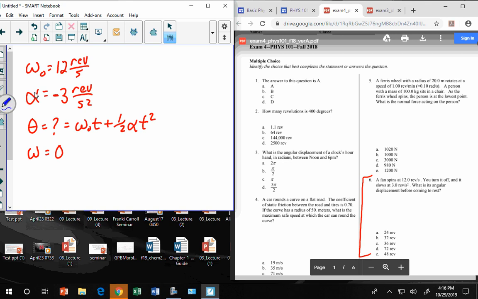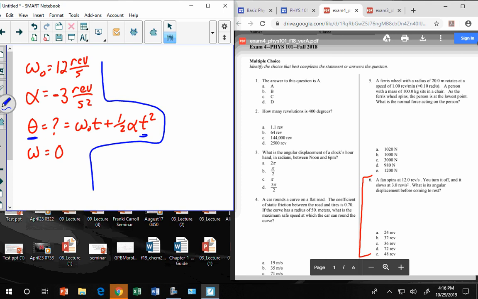And then I ask myself, okay, what are my unknowns here? I don't know theta, and I don't know t. So I need to find t. That's my first order of business. This is a great example, by the way, of your free response question in kinematics. It'll be a 2-step question like this where you have to find something else.